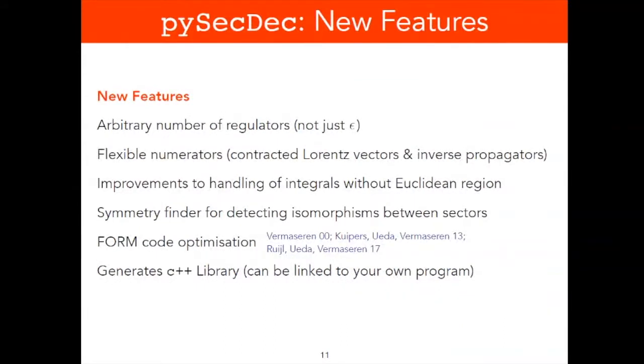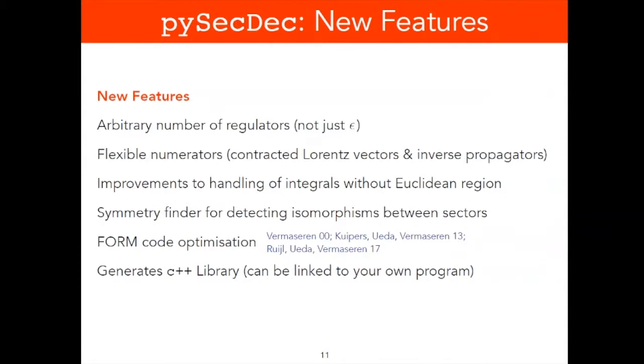HiSecDef has several new features not present in SecDef. So it allows for an arbitrary number of regulators, so not just epsilon. So if you're not computing loop integrals, but you're computing some more exotic parameter integral, like those that appear in string theory, you can use multiple regulators, that's fine. It also supports very flexible numerators, so contracted Lorentz vectors or inverse propagators or combinations of both of these, that's all fine. It has some improvements over SecDef for handling integrals that don't have a Euclidean region, where sector decomposition doesn't help you. It also has a symmetry finder for detecting isomorphisms between sectors.